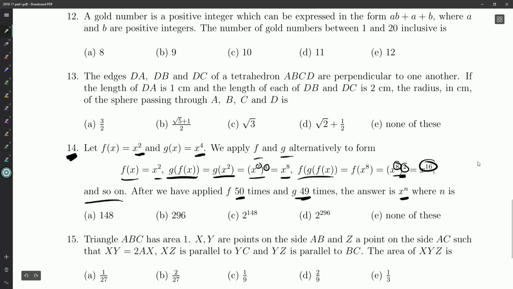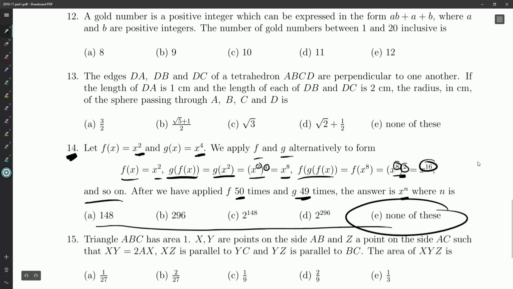answer is x to the n, where n is, and then we've got a bunch of possibilities, and it's entirely possible that none of these could be the answer. Okay? So we gotta watch out for that. Okay. So we can see here this is definitely going to rely on our knowledge of exponents.